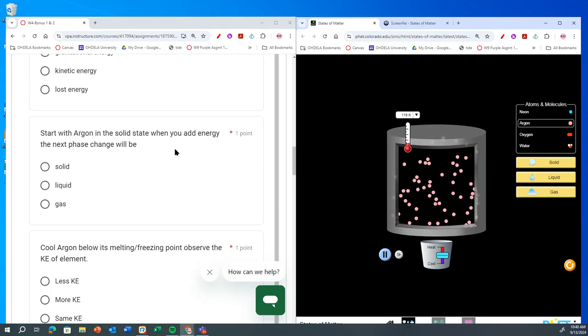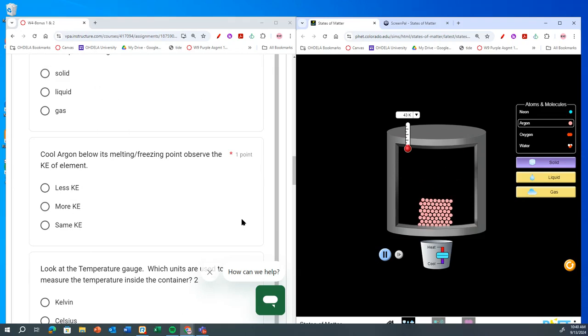So we're going to start with argon at a solid state. Click on the solid and add energy. What's the next phase? So if we add this, notice that there's movement. They can move around each other, right? So it looks more like this, right? Liquid, not gas. Looks like the liquid phase.